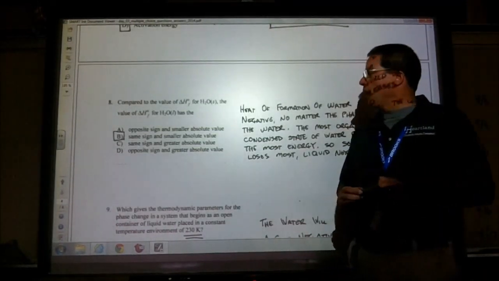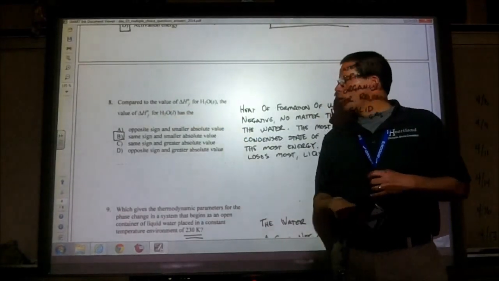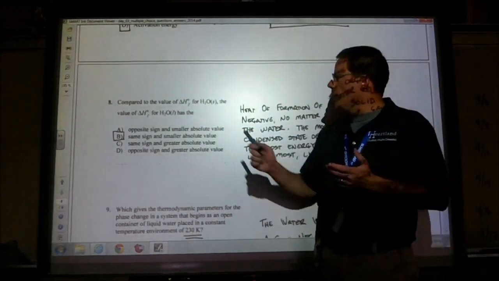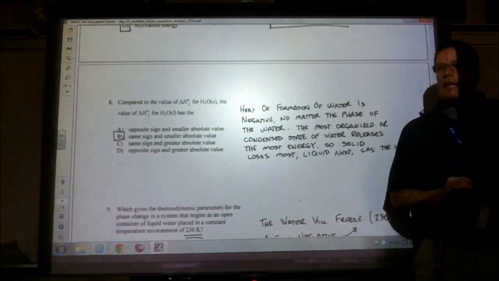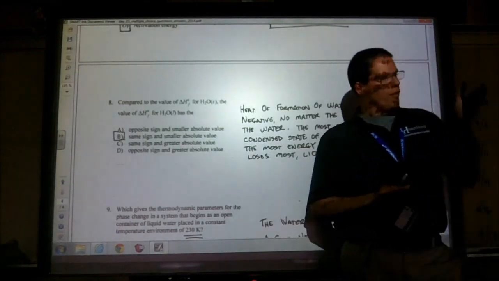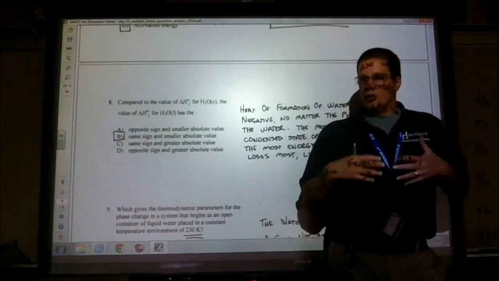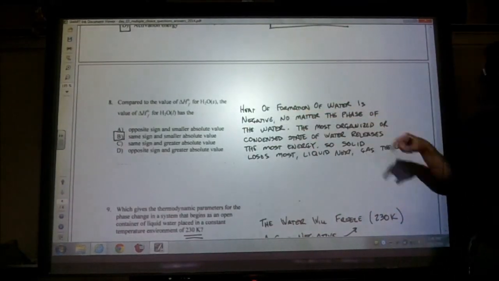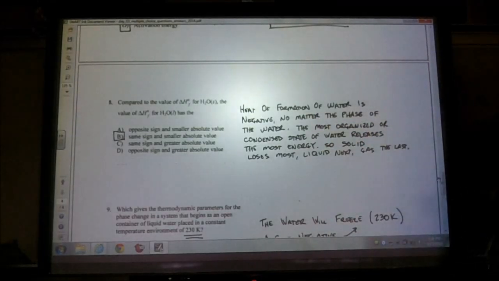Compared to the value of delta H for solid water, the value for delta H for liquid water has... Now again, what does delta H with the little f on there mean? It's the heat of formation. So it doesn't matter if it's a solid, liquid, or gas. The heat of formation for water is negative, and it won't change. It doesn't matter if it's a liquid, a solid, or a gas.